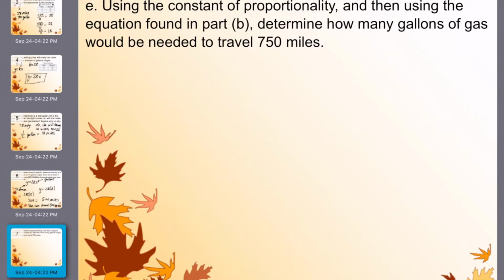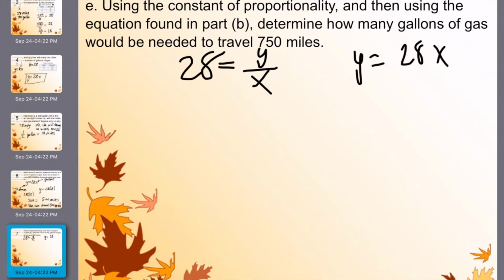Let's look at question E. Using the constant of proportionality and then the equation found in part B, determine how many gallons of gas would be needed to travel 750 miles. So I know my constant of proportionality was 28 equals y over x. I could also look at this like, y equals 28 times x. In this case, y was my distance, so I know I need to substitute in 750 for y.